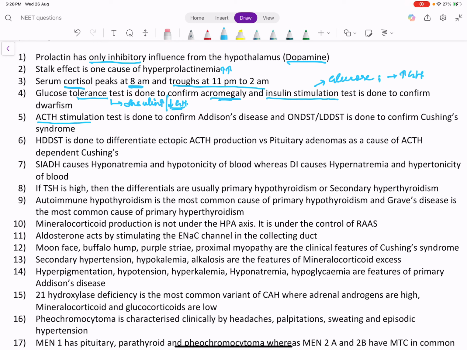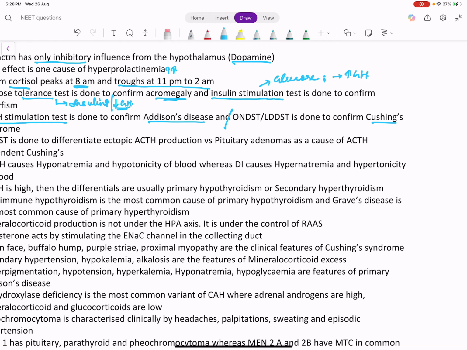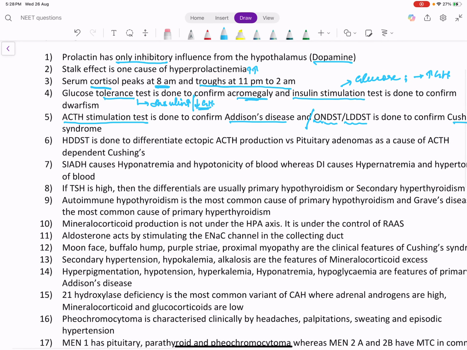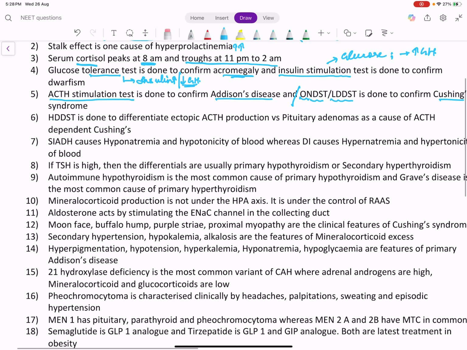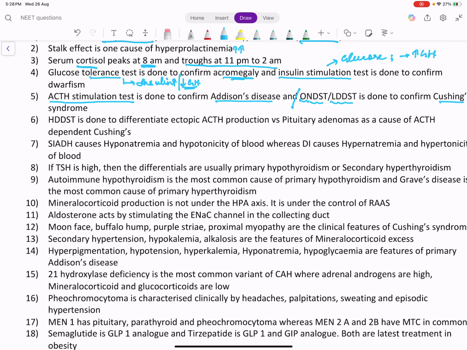Similarly, ACTH stimulation test is done to confirm Addison's. When ACTH is given, normally cortisol should rise, but in Addison's disease, cortisol is deficient. It will not rise even on ACTH stimulation. And for Cushing's syndrome, which is excess of cortisol, we have to do a suppression test. That is overnight dexamethasone suppression test or low dose dexamethasone suppression test. These two suppression tests will confirm Cushing's syndrome.